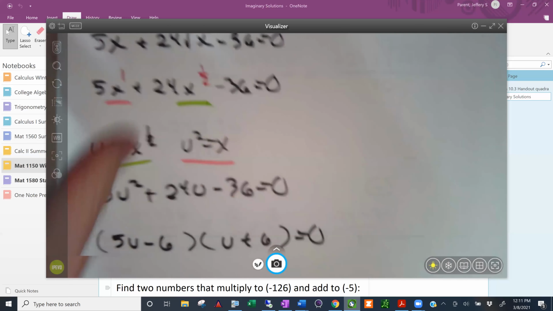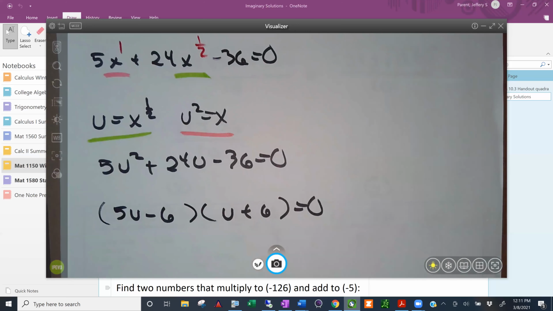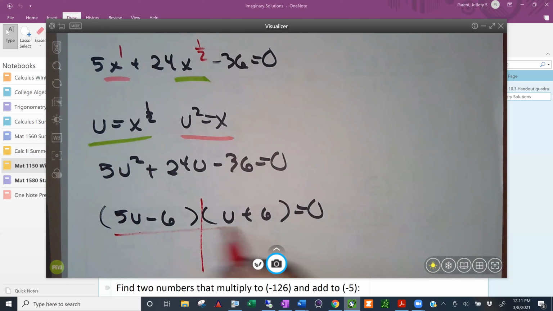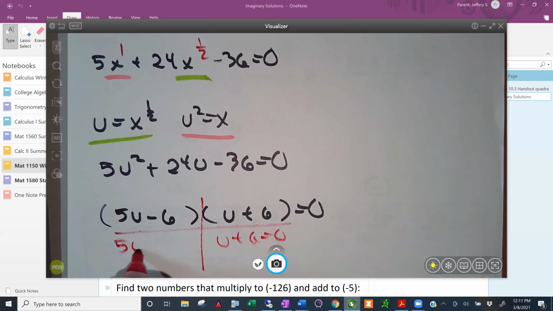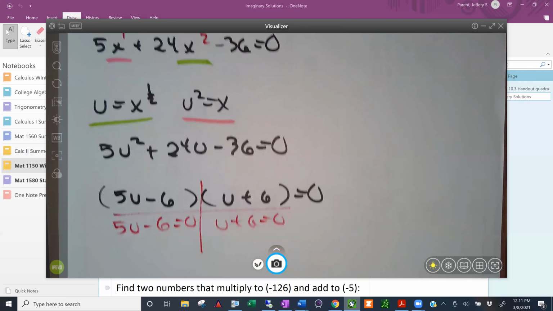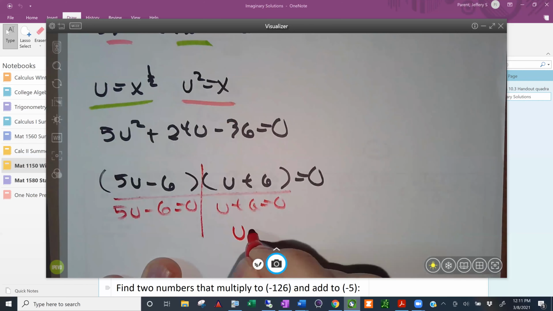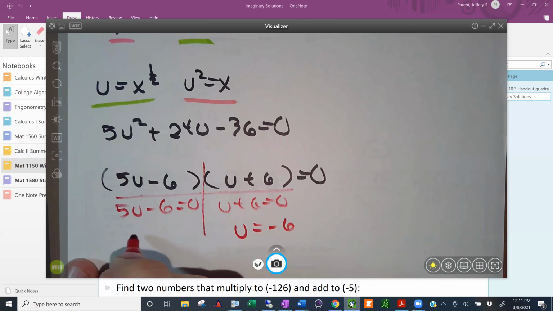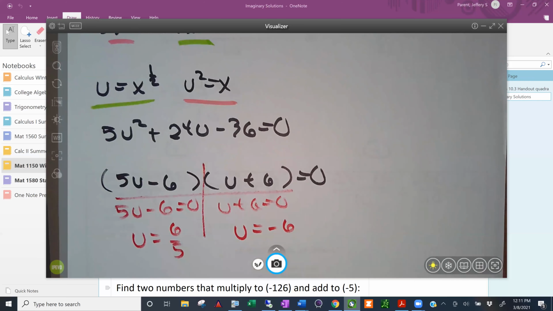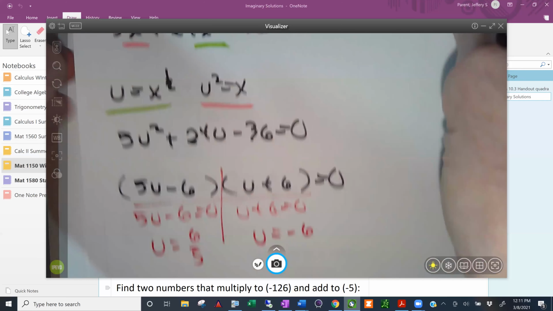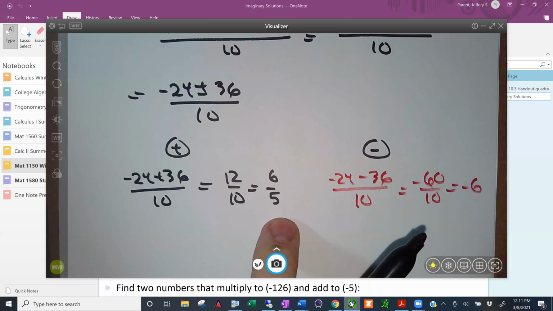Same thing here. If you factor it, you get two possibilities. Either u plus 6 equals 0 or 5u minus 6 equals 0. And that means u equals -6 or u equals 6/5. Obviously, if you can factor it, that's better. But either way, you should be able to solve it.